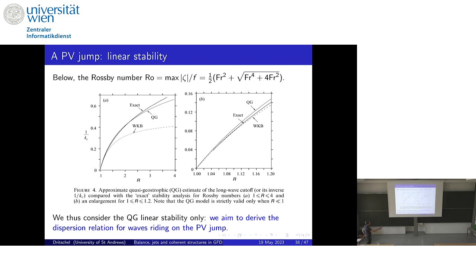This is just a zoom showing, all right, for small Rossby number... the Rossby number is not small, it's above 1. It turns out that above 1, you have instability. That's why we're focusing on above 1. But QG turns out to be an excellent approximation.